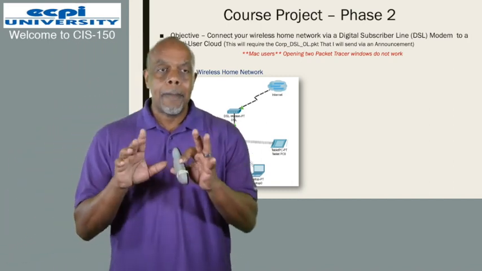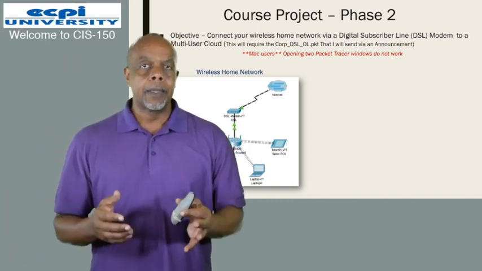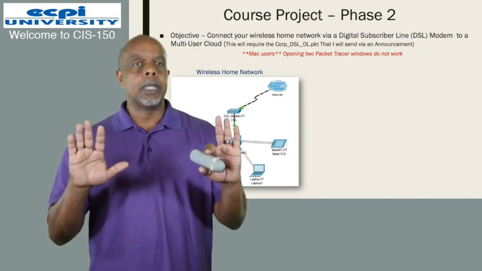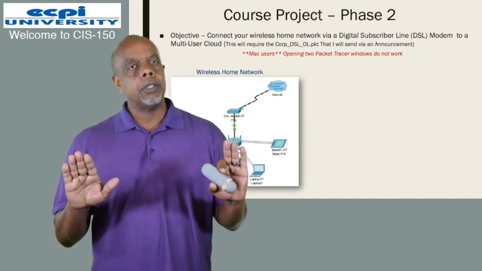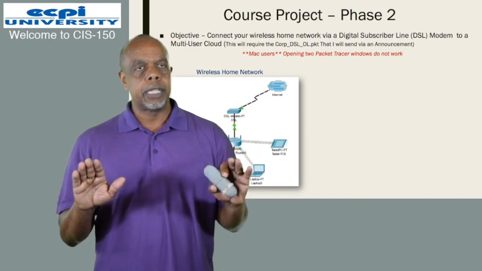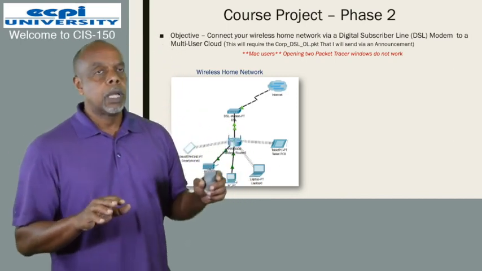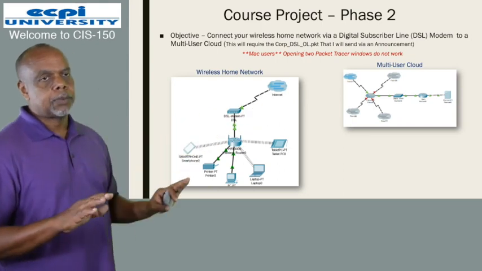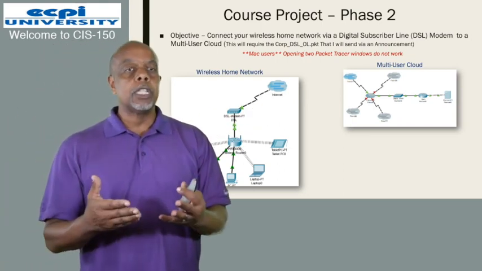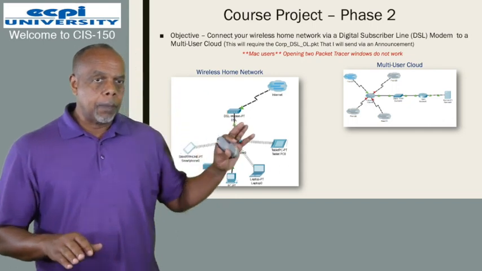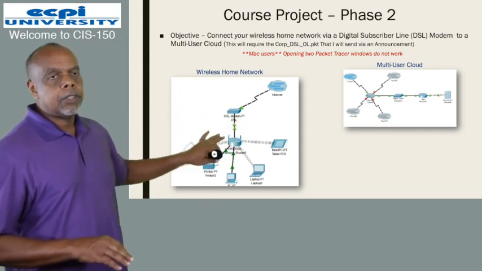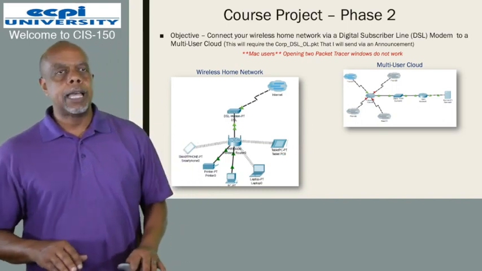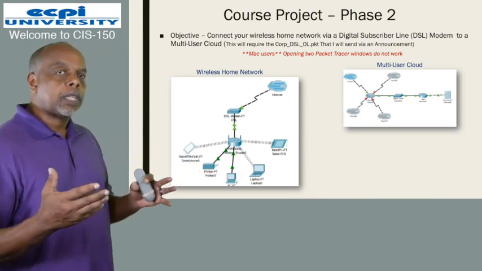Okay, thing to remember, Mac users, if you're using a Mac, one of the things that may not work well is opening up 2 windows of Packet Tracer simultaneously. And that's what's required with this phase, that you're going to have to open up these 2 windows at the same time. On a Windows machine, it works. You can open up this right here, have it running, then you can go open up a second window and load up your multi-user cloud. So that's just a couple things to be aware of.